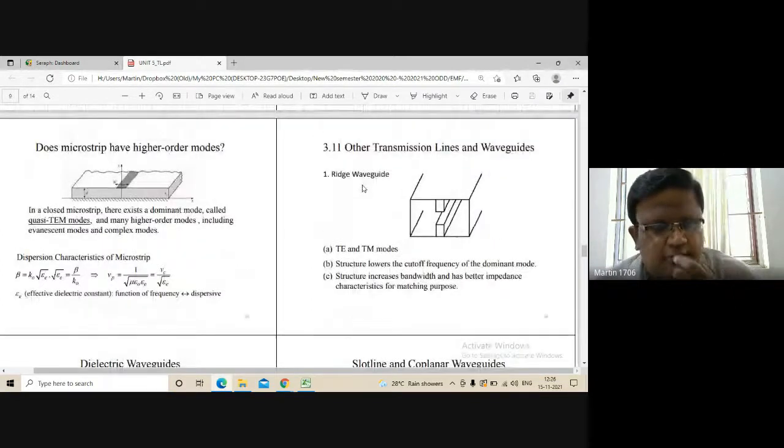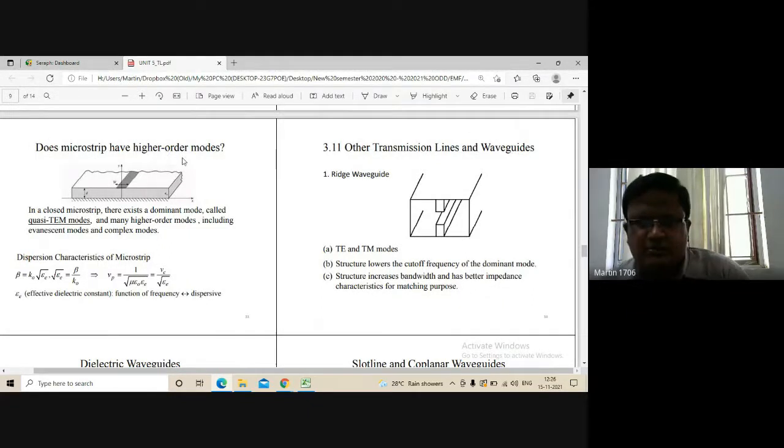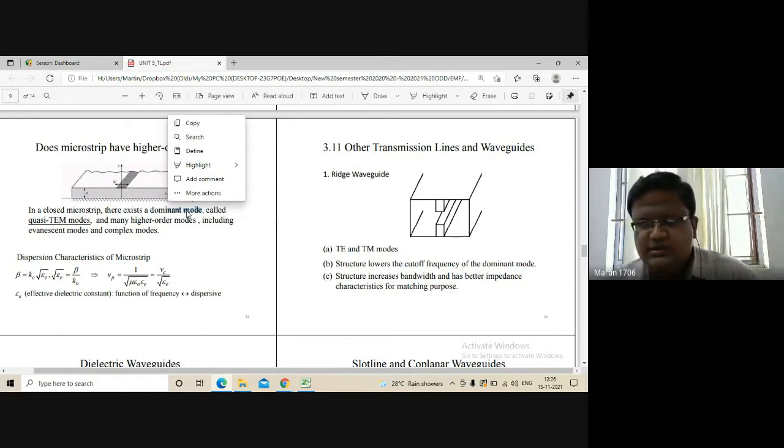No need of problems. You can see the microstrip has higher order modes. In a closed microstrip there exists the dominant mode called the quasi TM mode. So the dominant mode exists here also, but that condition is called quasi. You may ask one question: what is meant by closed microstrip and open microstrip? It is based on the circuit connection and disconnection. Okay, it is a closed loop circuit.